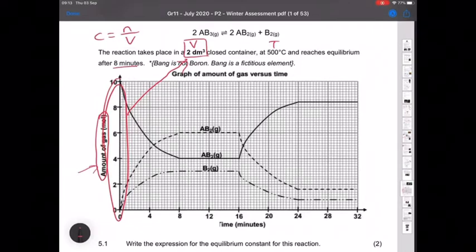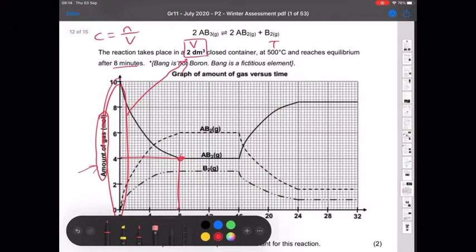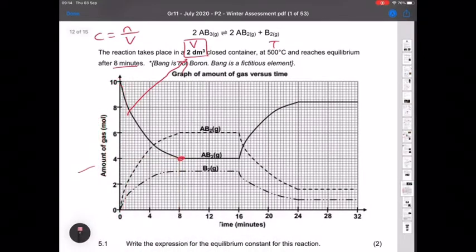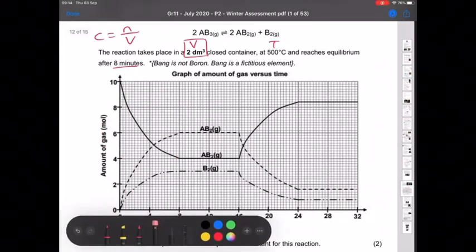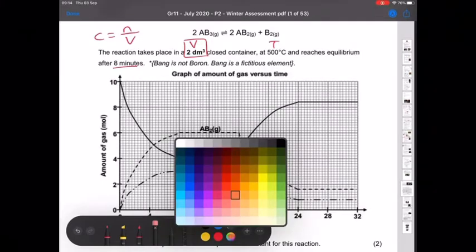So any of these values, let's say at this point, for example, the amount of AB3 at 8 minutes is 4 moles. 4 moles in 2 decimeters cubed would be 4 divided by 2, which is 2 moles per decimeter cubed. So it's not a concentration, it is an amounts graph. Make sure you're aware of that. Before you even start, it's a good idea to do some highlighting. I really recommend you do highlight your graph.